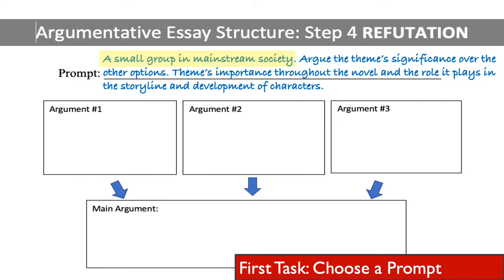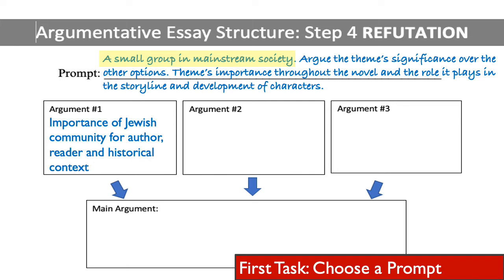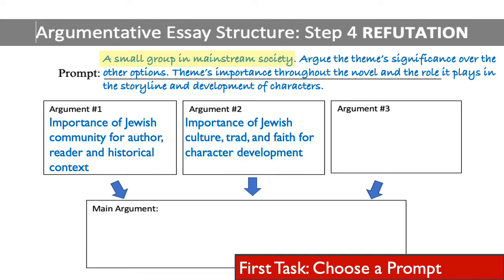I need to hit all of those different things in the prompt, so I want to make sure to have it on my paper. My three main arguments that I'm going to use to discuss why the small group is important for this novel: I'm going to discuss the importance of Jewish community for the author, reader, and the historical context. So that's the Jewish community, the author's point of view, what he's trying to get across to the reader, and the importance of the historical context.